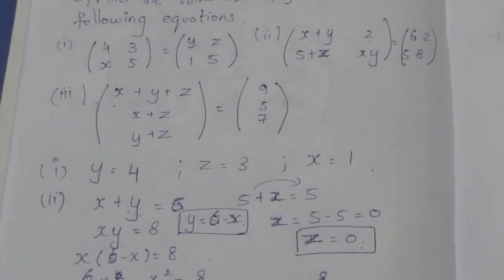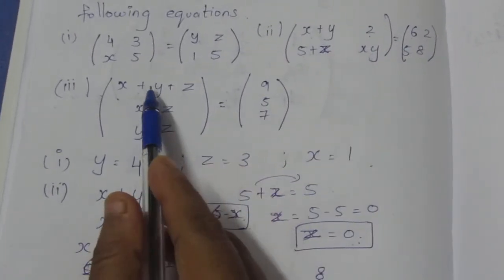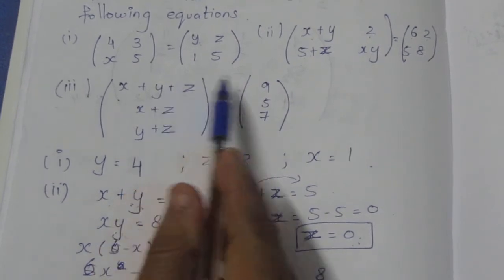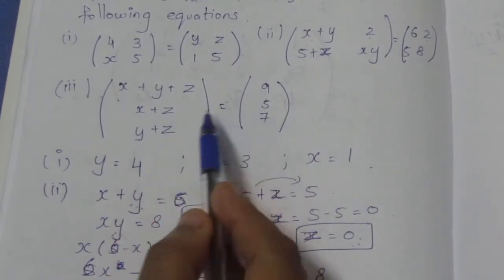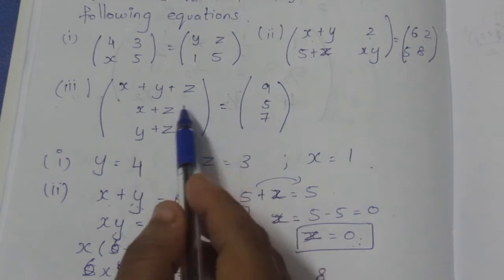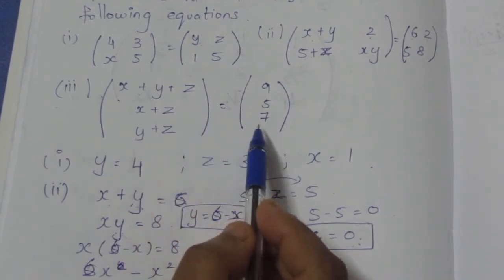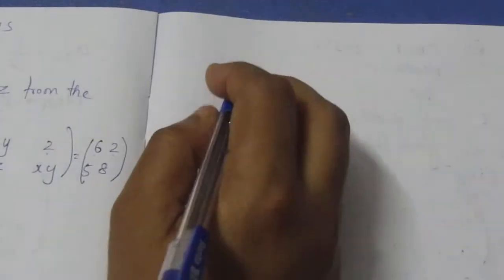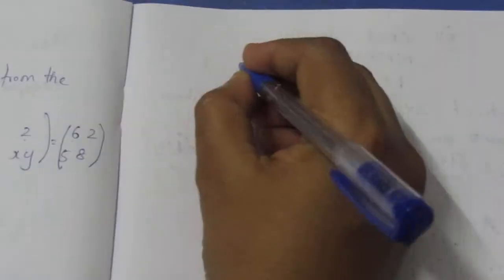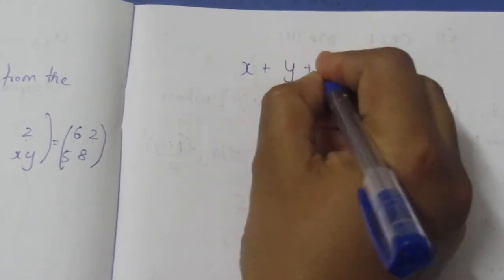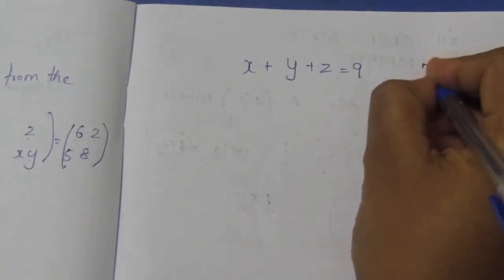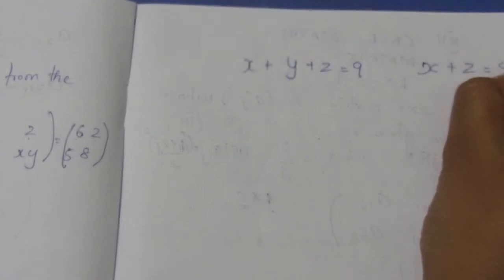Yes, let's see the question first. Third subdivision, directly there is only one column. So first one is equal to first one, this one is equal to this one and this one equal to this one. Without the matrix bracket, let me write the values here. It becomes x plus y plus z is equal to 9, then x plus z is equal to 5 and y plus z is equal to 7.